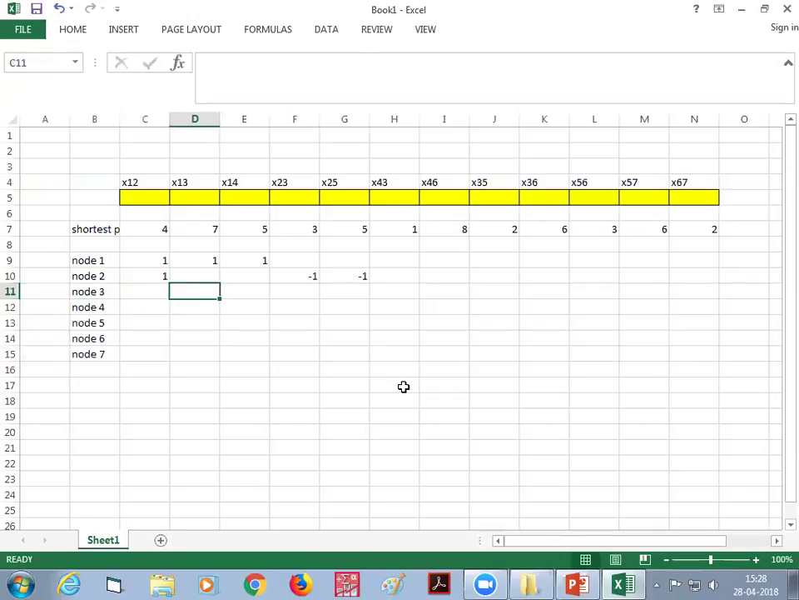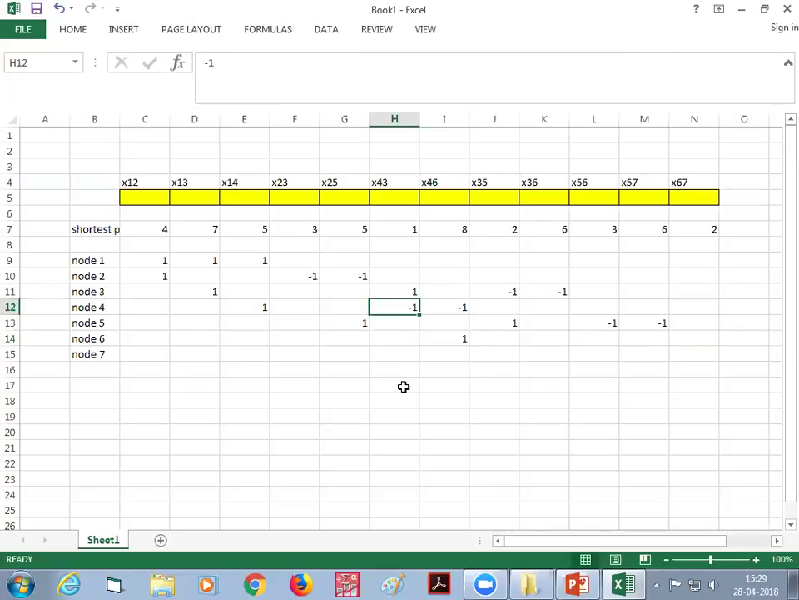Similarly, incoming at node 3 is 1,3, and the outgoing are these two, so minus 1 here, minus 1 here. Incoming at node 4 is this, outgoing is this and this. Incoming at node 5: there are two incoming, 2,5 and 3,5. Outgoing is 5,6 and 5,7. Incoming at node 6 is 4,6. Sorry, this is also incoming at node 3.